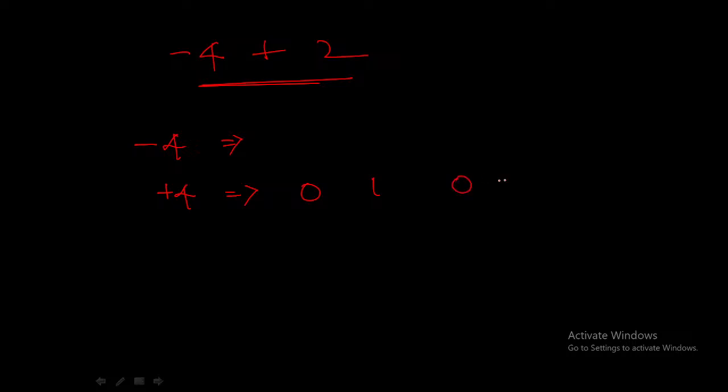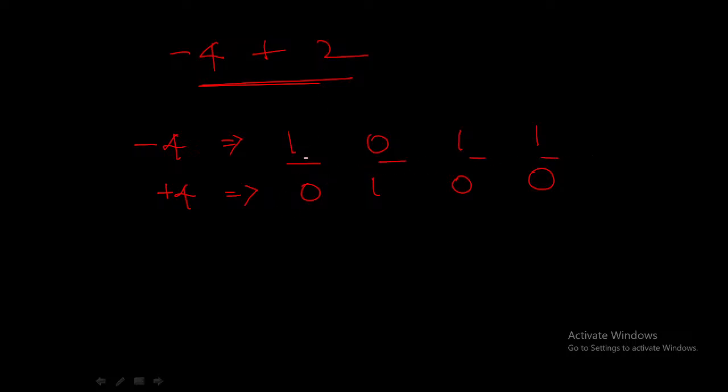Now how to add? Let's consider this scenario: minus 4 plus 2. We are talking about addition using 1's complement. First we should represent the numbers in 1's complement representation. How to represent minus 4 in 1's complement representation? First we should represent plus 4, that is 0, 1, 0, 0. So minus 4 is nothing but 1's complement of plus 4, that is 1, 0, 1, 1.